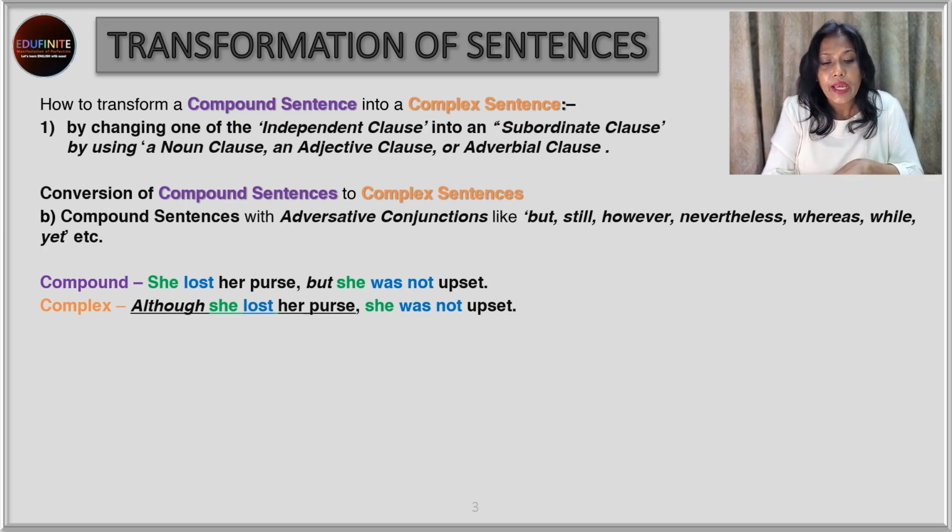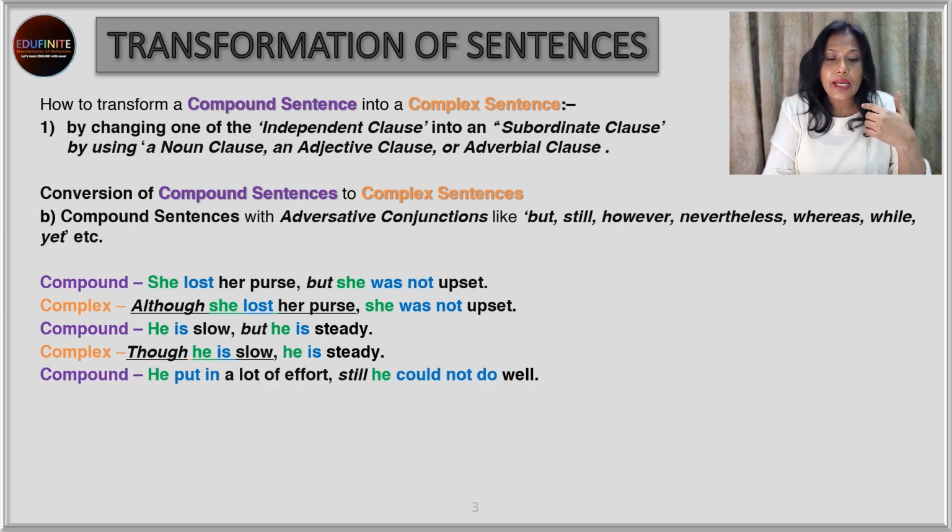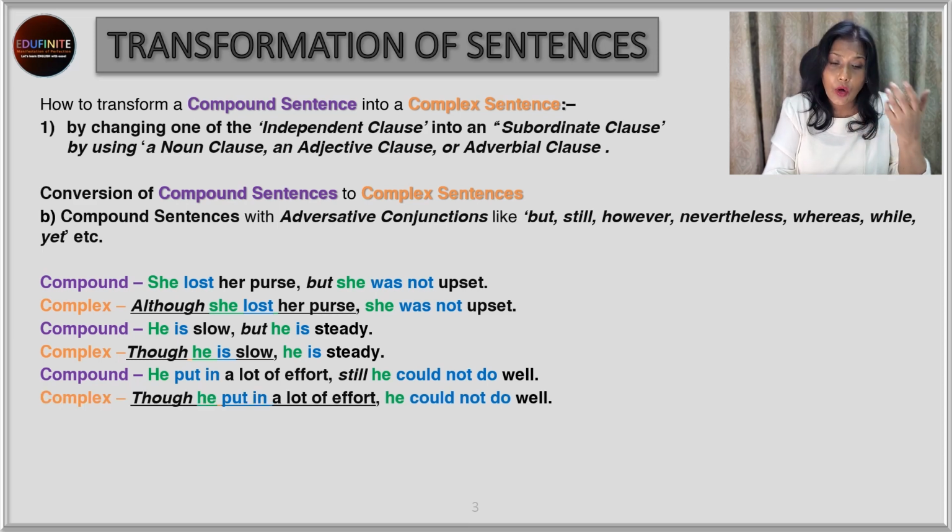The next one, he is slow but he is steady. So over here what we say, we use though. Though he is slow, he is steady. He put in a lot of effort, still he could not do well. So how do we do that? Though he put in a lot of effort, he could not do well.